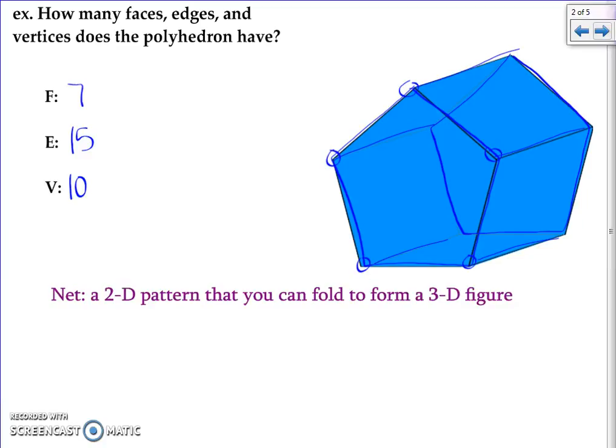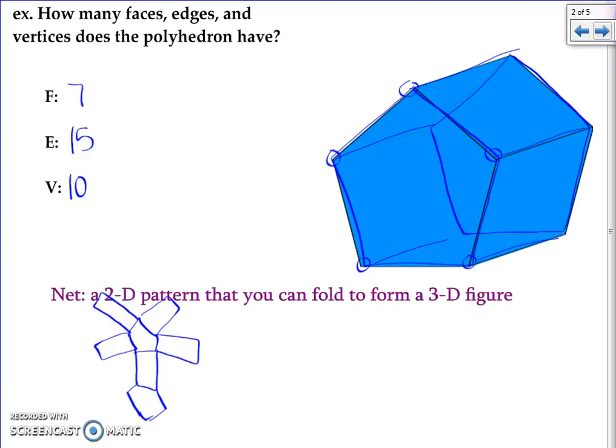A net is a 2D pattern that we can fold into a 3D figure. So imagine having a cereal box and you cut one of the sides up and then lay it all flat. That would be the net of the cereal box. So if we were going to draw the net for this picture, we could start by drawing a pentagon. That's a terrible pentagon. Pretend it's a good one. Okay, and then we have the rectangles that come off of each of these sides, right? And then off on one of the ends, like this, you could draw another pentagon. So that right there would fold together into this prism.